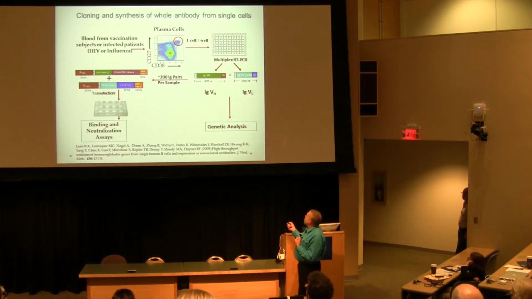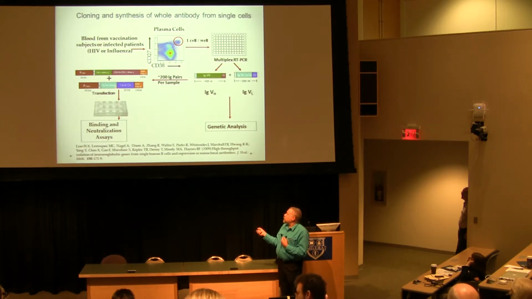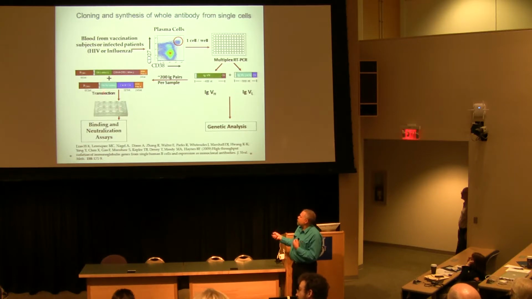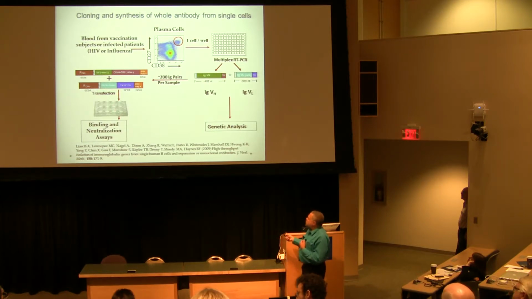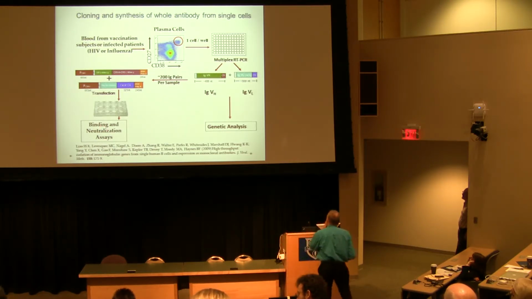Then they send that information to us for analysis of the sequences, and they make transfection constructs where they can now make very large quantities of these antibodies in cells that are specially made to do that. Once we have that antibody, we can now look at their properties, binding and neutralization, and so forth.